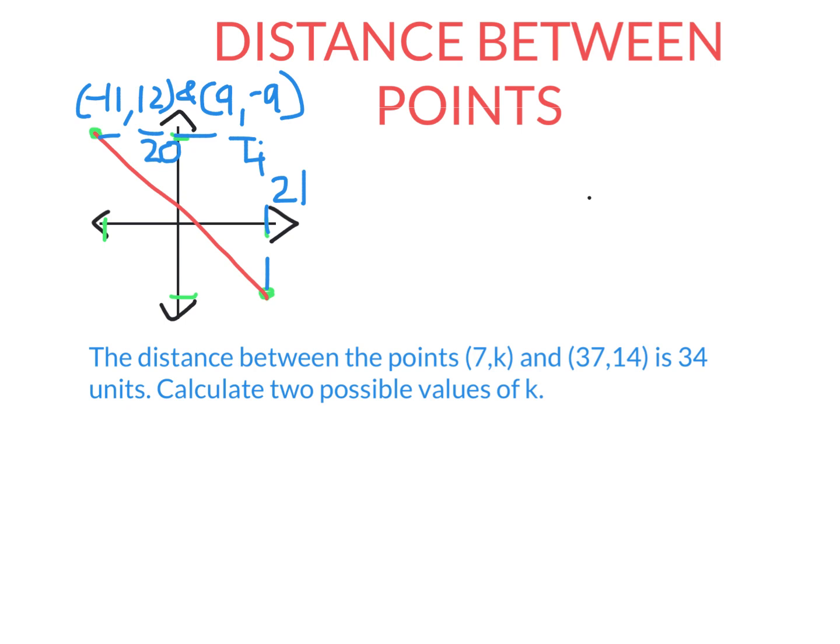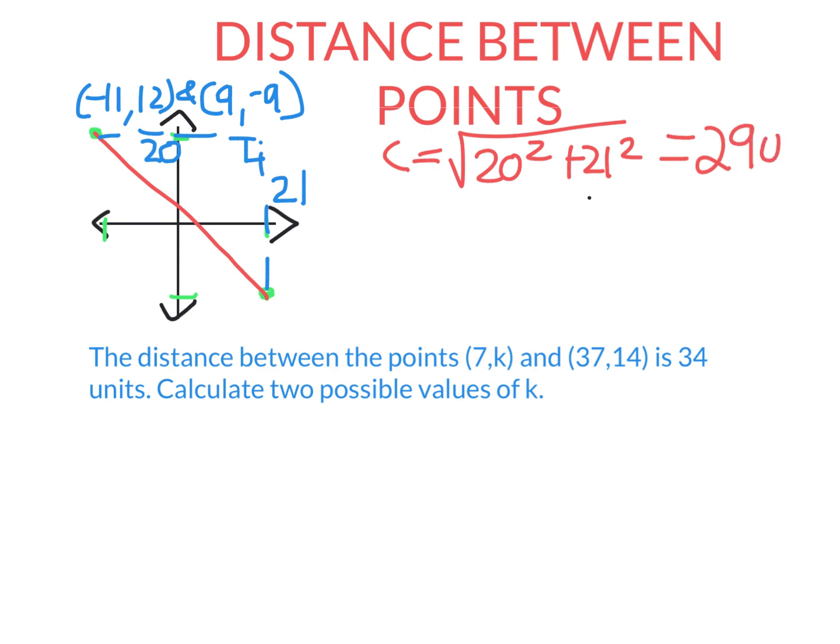So once we've done that, it's easy. We just use Pythagoras' theorem. So Pythagoras' theorem says c, which is the hypotenuse of the triangle, is just the square root of shortest side squared plus shortest side squared. So putting that in our calculator, we get 29. We just write u for units.